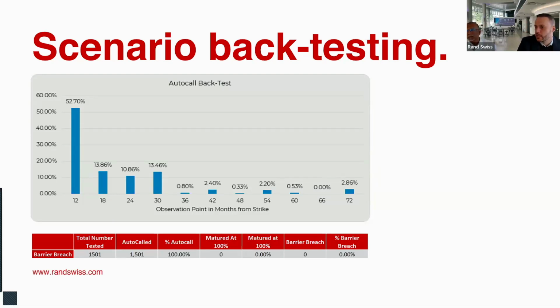And then, as you can see, it's just under 3% of the time that you might get capital returned to you. And if I look at where the barrier breaches, there's a reason that we pick the barriers where we pick them, and with the indices that we pick as well. Through the backtesting, we get 0% barrier breach. That's why the barrier is there.